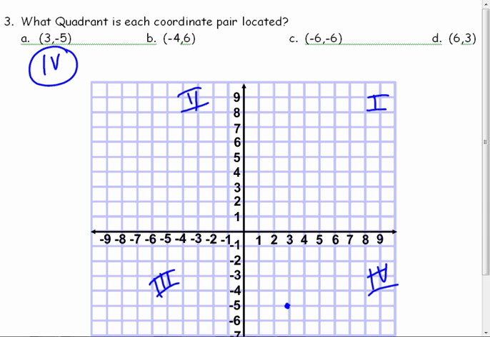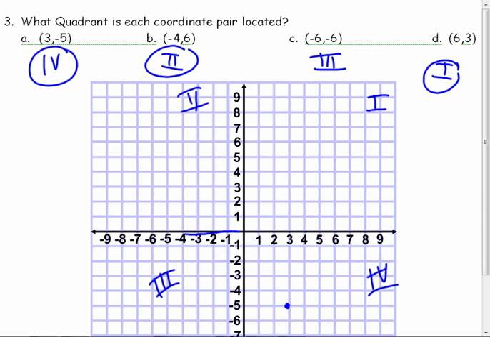How about negative 4, 6? Do you have that one? Where's that one? This is negative this way, and I'm going to go up to 6. That's the second quadrant. How about negative 6, negative 6? That means I'm going to go left, and I'm going to go down. So what quadrant am I in on this one? Third. And Josh, what about 6, 3? 6 and 3. Oh, quadrant 1. Yep, quadrant 1.